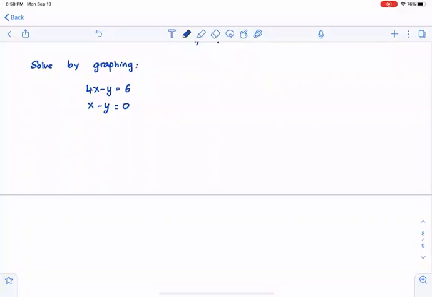So first step would be to rewrite. Minus y would be equal to negative 4x plus 6, multiplied by negative on both sides. Y would be equal to 4x minus 6. Second equation, minus y would be equal to minus x, multiplied by negative on both sides. Y is equal to x.